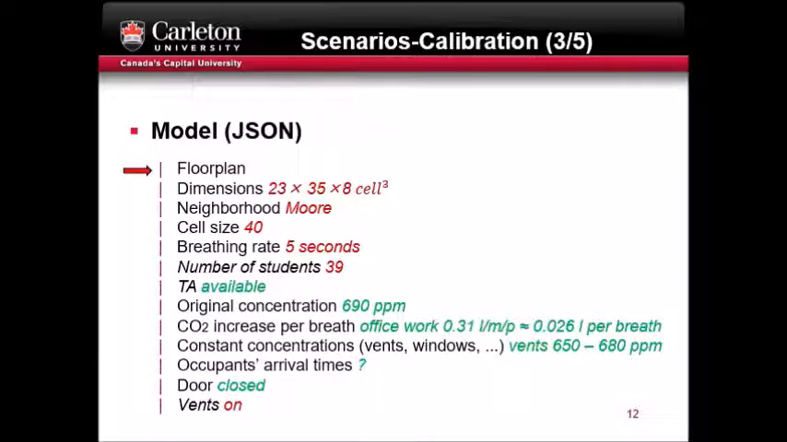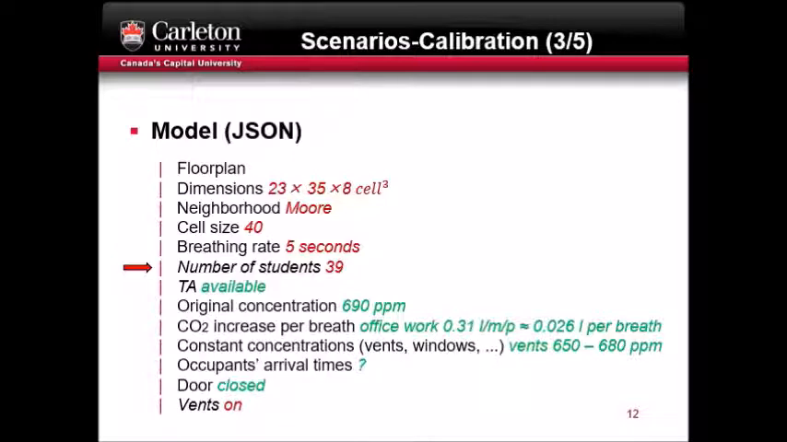The settings that we knew for sure were the floor plan, the room, and the dimensions. We converted the dimensions into cells using 40 centimeter by 40 by 40 cells, because this is usually the area that is occupied by one occupant, regardless of the empty space around that occupant. And we used the Moore neighborhood because we wanted to include all the surrounding cells in the calculation. And we used the normal breathing rate for usual activity level, which is 5 seconds between each exhalation.